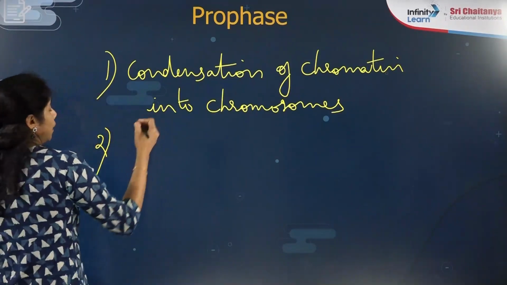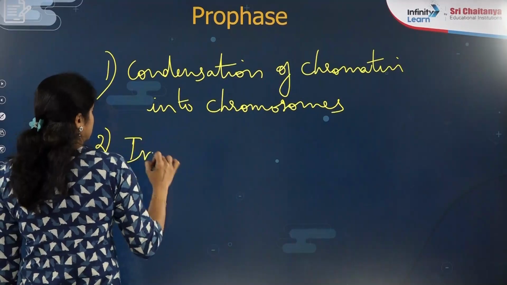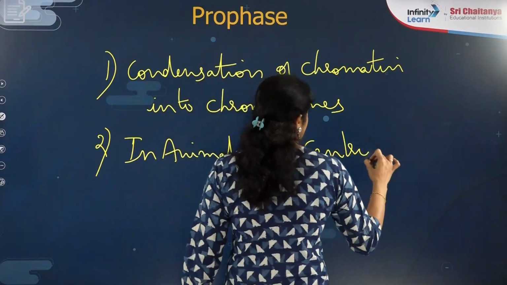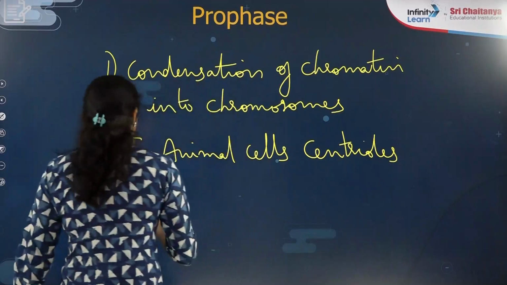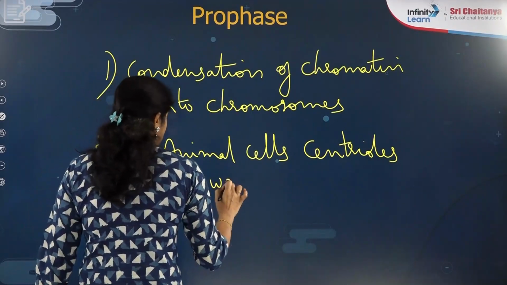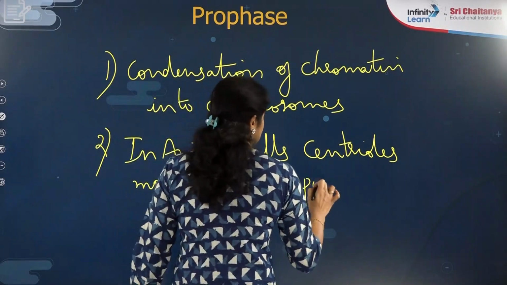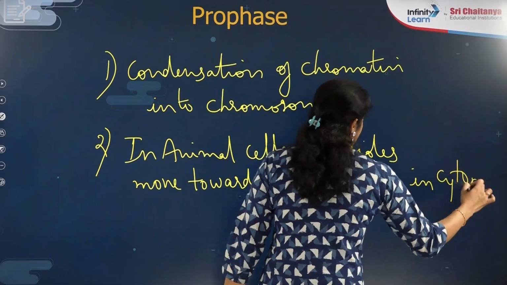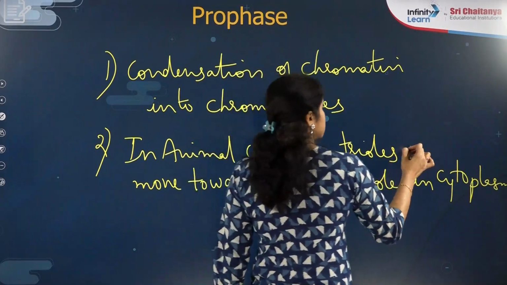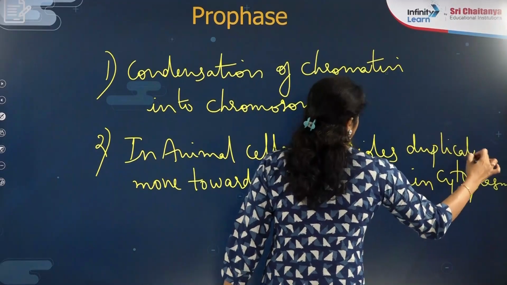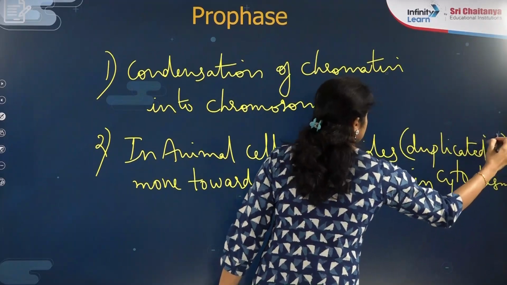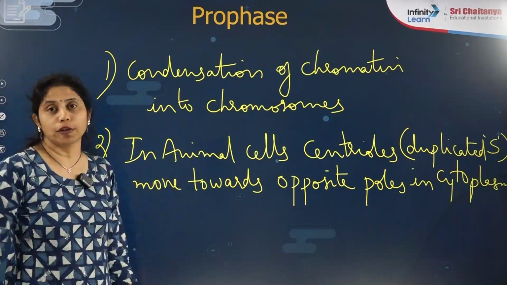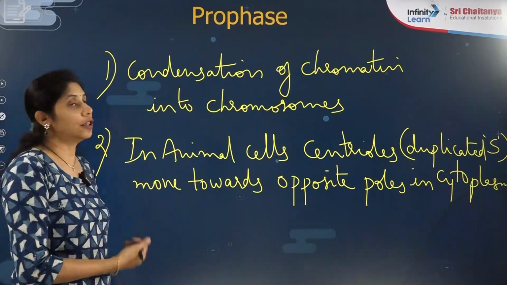Then after this, in animal cells, centrioles move towards opposite poles in the cytoplasm. Already these centrioles got duplicated in S phase. So the centrioles which got duplicated in the S phase will move or migrate towards opposite poles in the cytoplasm. This event will happen in the prophase.